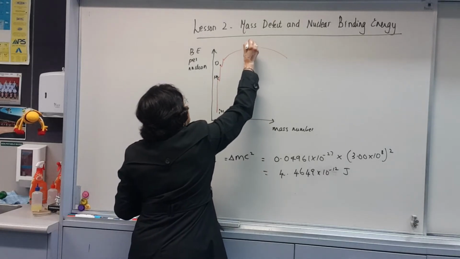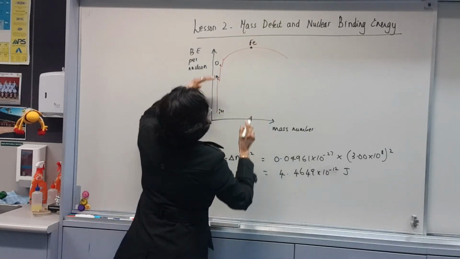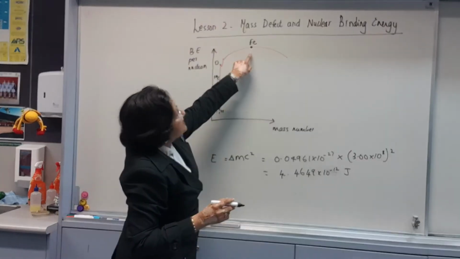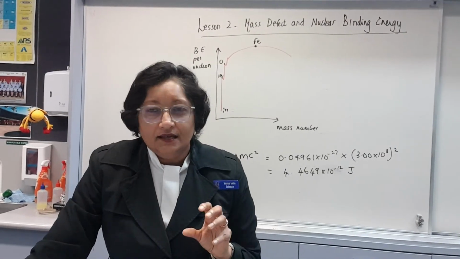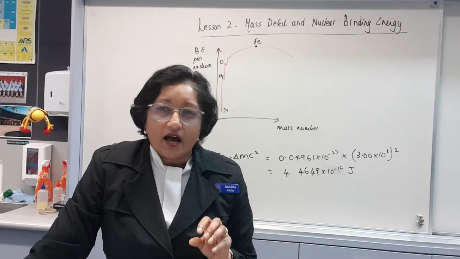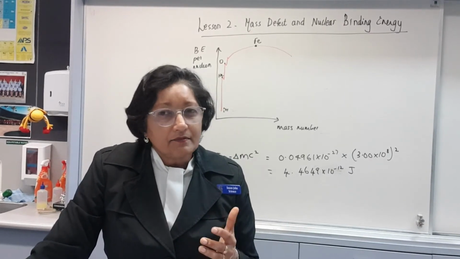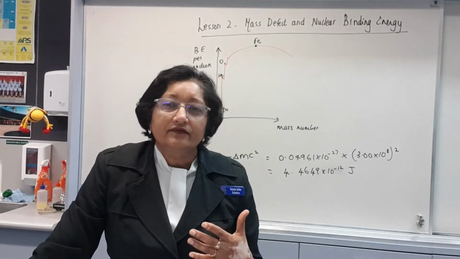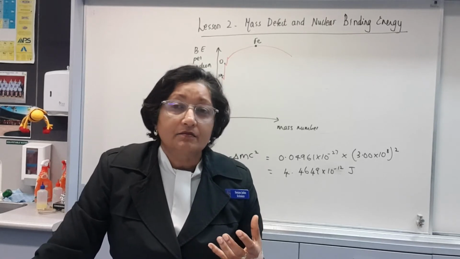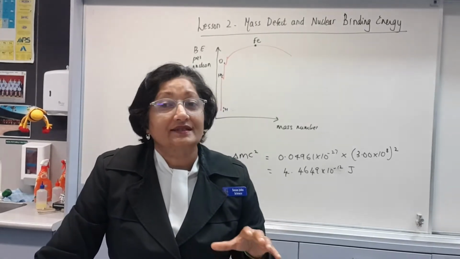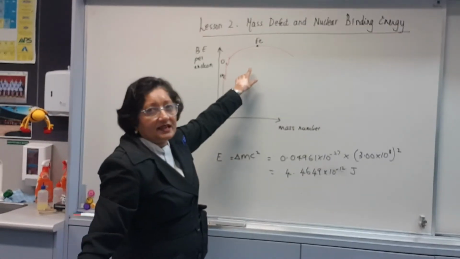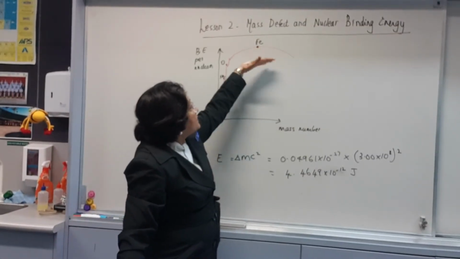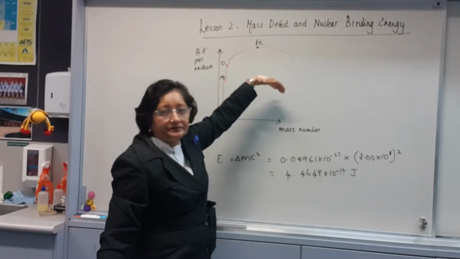But at the top here is iron. And then, can you see, iron is at the top of the curve, so that means that the nucleons of iron have the highest binding energy. The implication is you need to give the nucleons of iron the most energy in order to set them free. Okay, so that's what this represents. Anything beyond iron will have less binding energy.